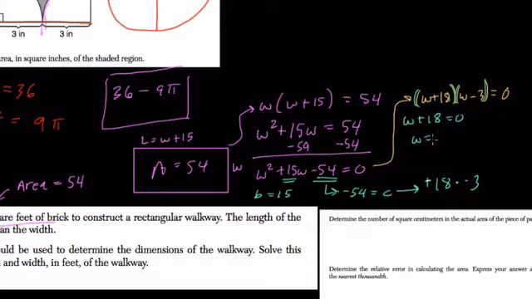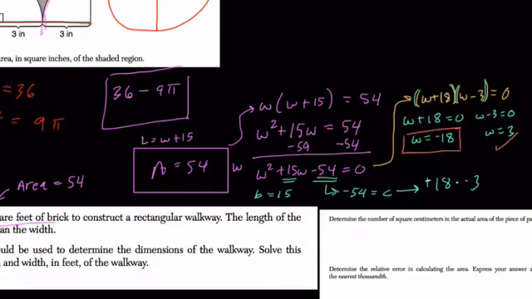So W equals negative 18 in the first case. In the second case, W minus 3 equals 0, so W equals 3. Now we can't use a negative, right? We cannot use a negative result here for our width.